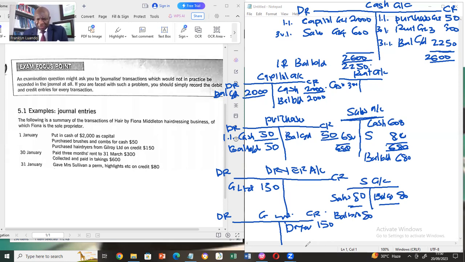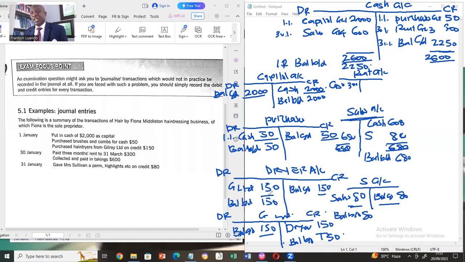Then we also have the J Limited. There's only one figure, the balance there carried down 150. And the balance there 150. And there we have the dryer account there. The balance carried down 150, brought down. Balance brought down 150. So we have balanced all the accounts.